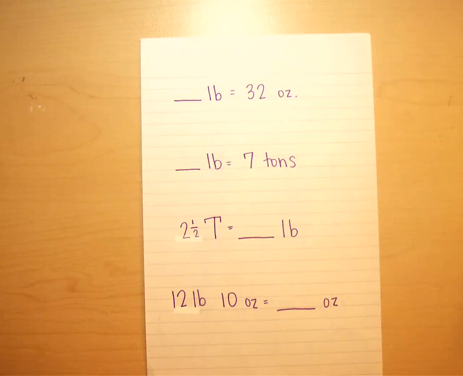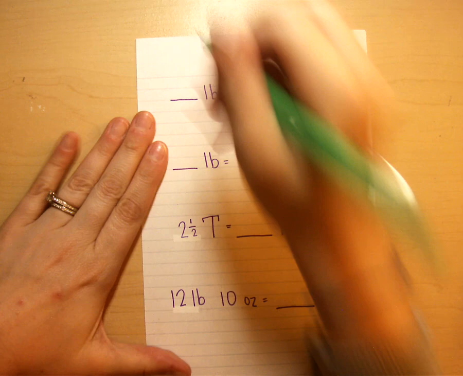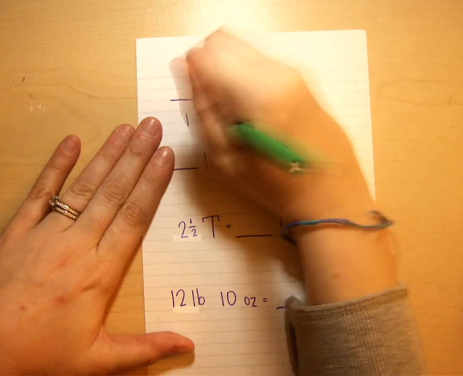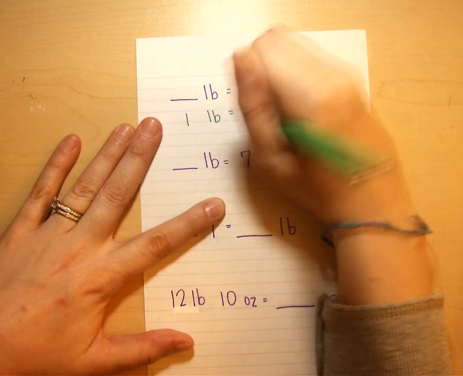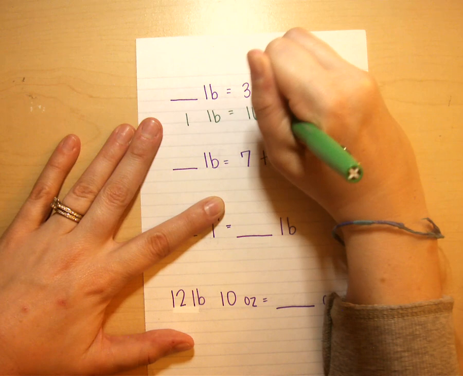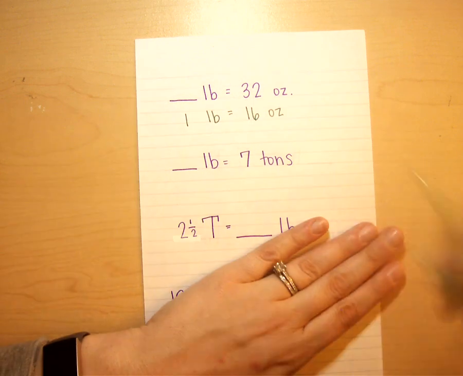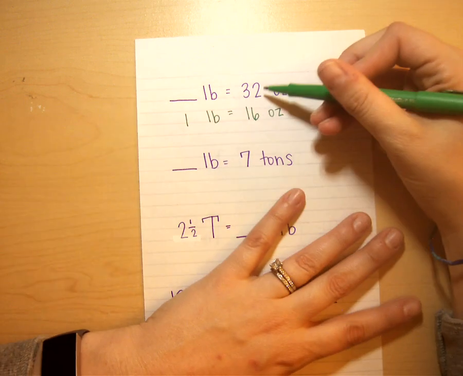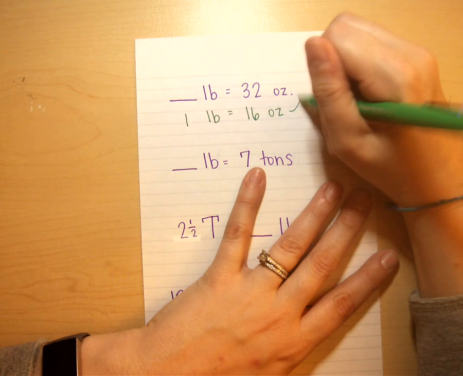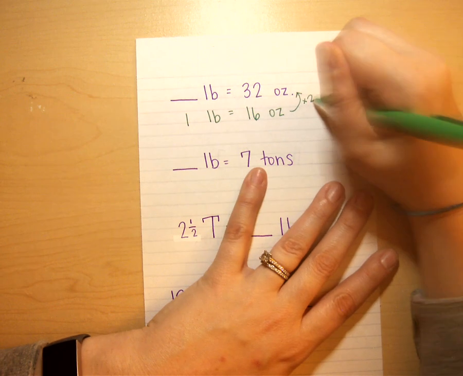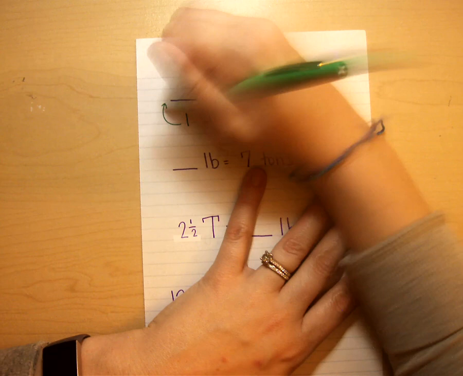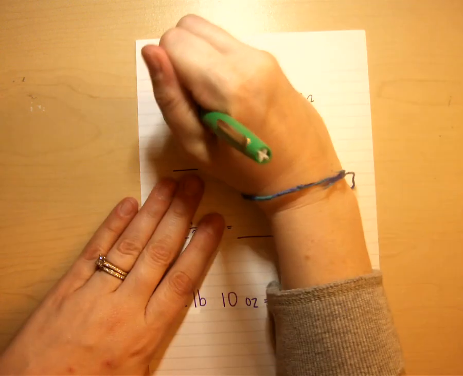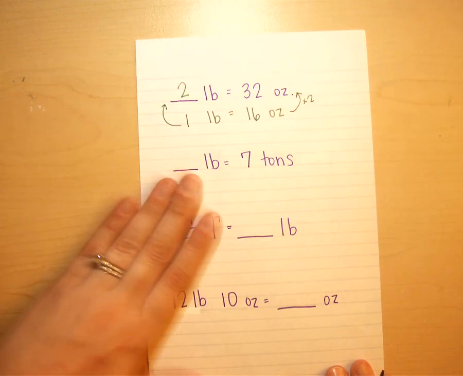Let's go over those answers and see how we did. So we know that 1 pound equals 16 ounces. So I think, well, how many times will 16 go into 32? So I need 2 16s to make 32. So that would be 2 pounds.